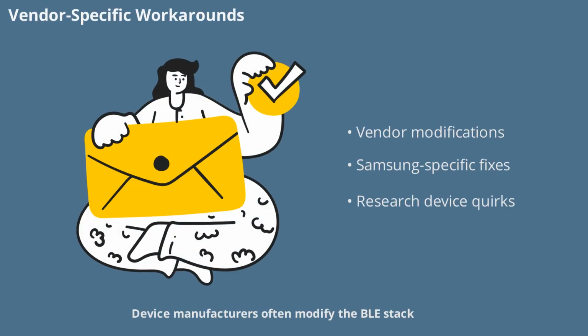Device manufacturers often modify the BLE stack, requiring vendor-specific workarounds. For example, Samsung phones may handle cache differently or improve BLE performance. Always research and implement necessary adjustments for popular devices to avoid unexpected issues.